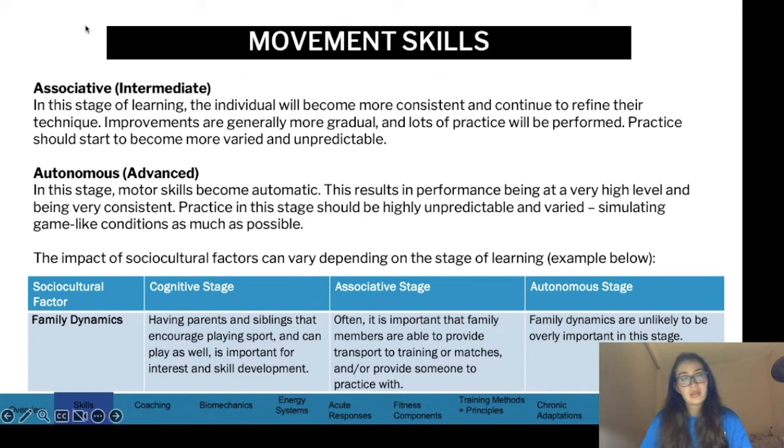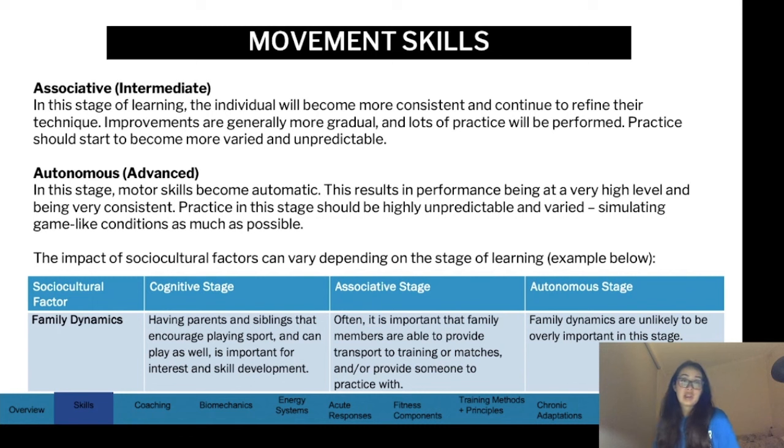So just firstly, before we get into that, the associative stage of learning is kind of like the intermediate stage. In this stage, the individual becomes more consistent and continues to refine their technique. Movements are generally more gradual and lots of practice will be performed. So they're getting better. They're in the middle stage, like, yes, I sort of know what I'm doing, but I'm not really an expert, you know?